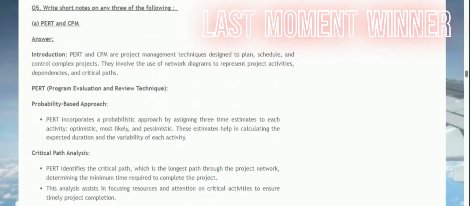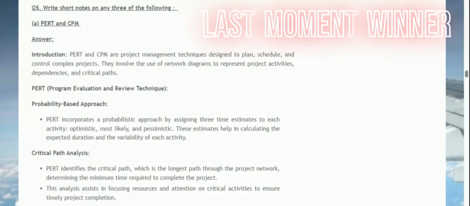PERT, Program Evaluation and Review Technique. Probability-based approach. PERT incorporates a probabilistic approach by assigning 3 time estimates to each activity: optimistic, most likely, and pessimistic. These estimates help in calculating the expected duration and the variability of each activity.